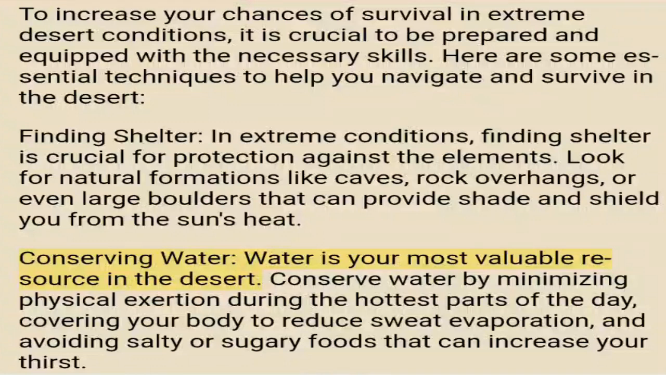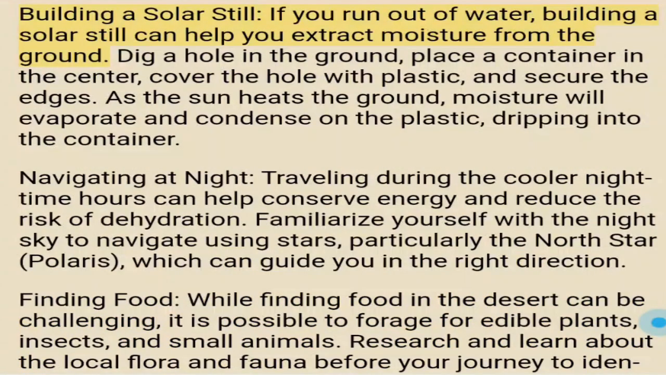Water is your most valuable resource in the desert. Conserve water by minimizing physical exertion during the hottest parts of the day, covering your body to reduce sweat evaporation, and avoiding salty or sugary foods that can increase your thirst. Building a solar still. If you run out of water, building a solar still can help you extract moisture from the ground. Dig a hole in the ground, place a container in the center, cover the hole with plastic, and secure the edges. As the sun heats the ground, moisture will evaporate and condense on the plastic, dripping into the container. Navigating at night. Traveling during the cooler nighttime hours can help conserve energy and reduce the risk of dehydration.